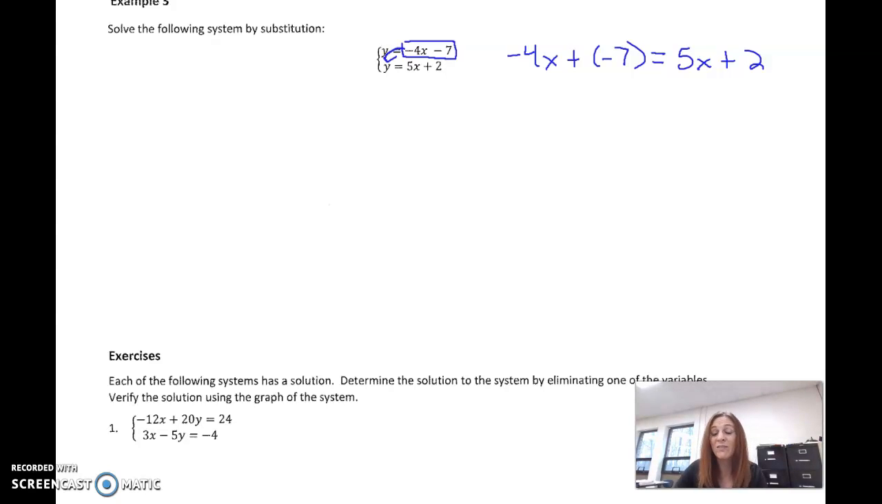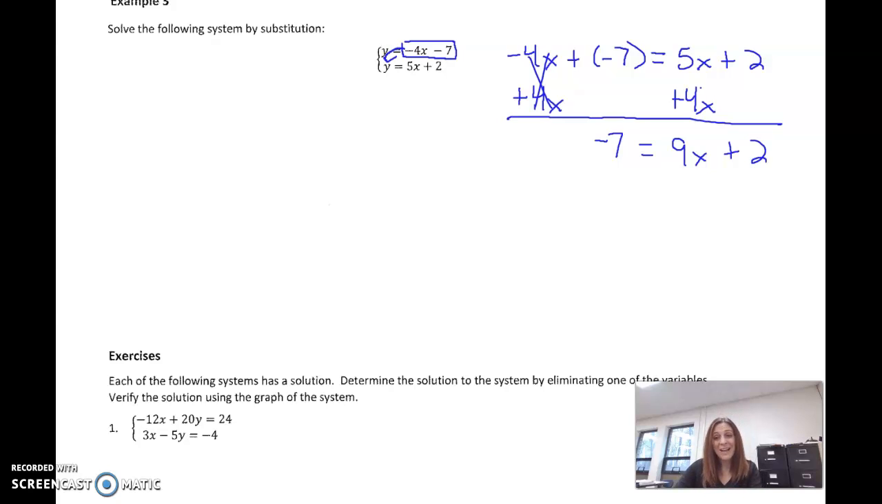Okay? Now, back to solving equations. Simplified. We have variables on both sides, so we just get rid of them on one of the sides. I'm going to add 4x to both sides because I like dealing with positive numbers. Okay, so this is why we spent all that time solving equations before. That cancels out. I have negative 7 equals 5x's plus 4x's is 9x's plus 2.